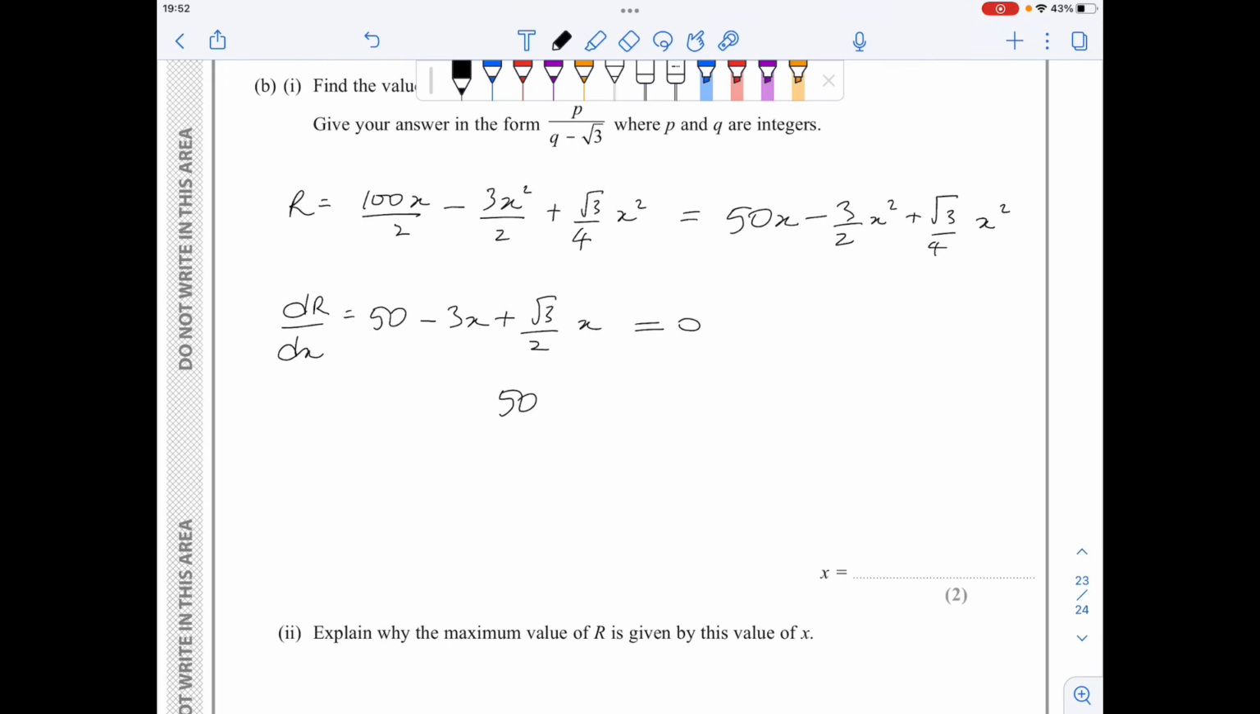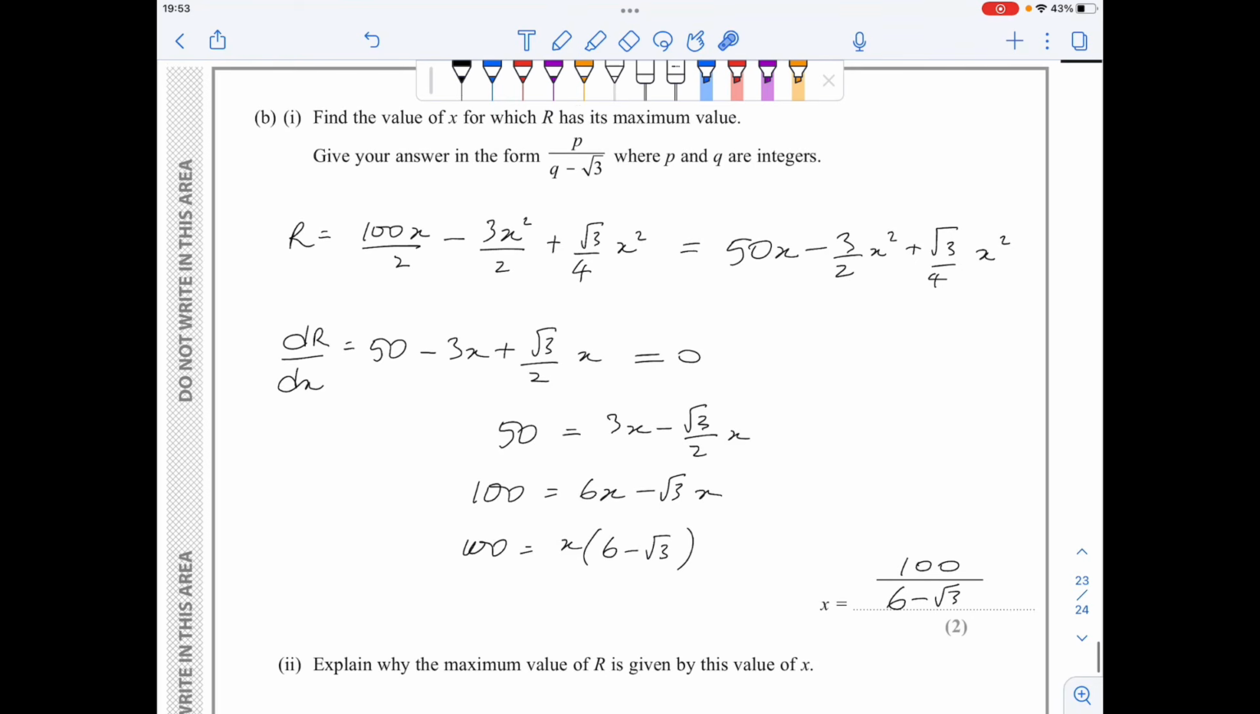So 50 equals 3x minus square root of 3 over 2 x. Going to remove the fraction by multiplying everything by 2. So 100 equals 6x minus square root of 3 x. So 100 equals, take out the common factor of x, x times 6 minus square root of 3. So finally, divide by the bracket, so x equals 100 over 6 minus square root of 3. No need to rationalize, I am asked to give it in this form, which I just did.